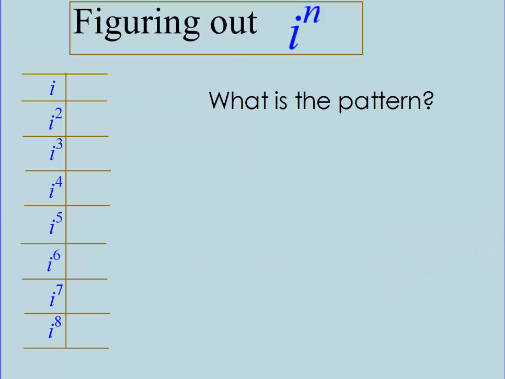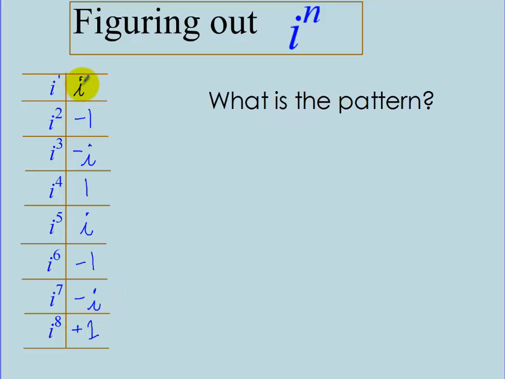Alright, so neat properties with i. What if we want to figure out i to the n power, where n is any number? We can go down this chart. i to the 1 power is just i, and i squared is -1 because we told you that. i cubed is actually going to be -i. i to the 4th is going to be +1. i to the 5th is i, and you start seeing this pattern develop here. And this one is going to be -1, and this is going to be +1.